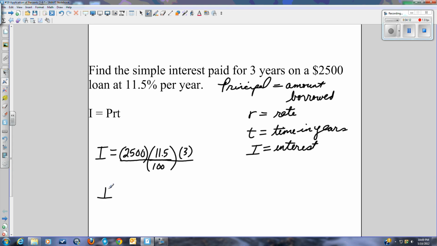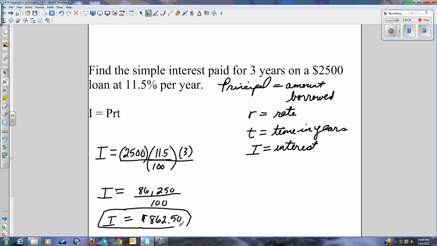And we get 86,250. But we still have to divide that number by 100. So we end up with 862.5, which, remember, actually means $862.50. So that is the amount of interest that you're paying to the bank on top of that $2,500 that you owe for 3 years at 11.5% per year.